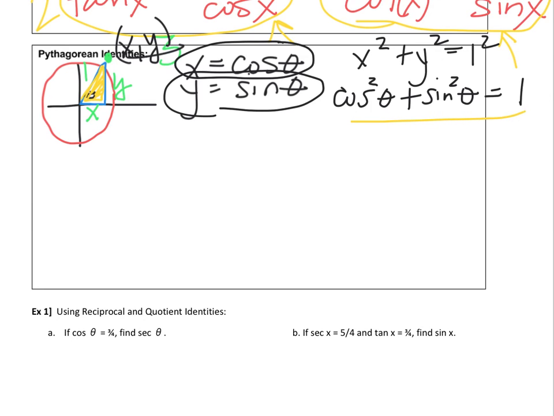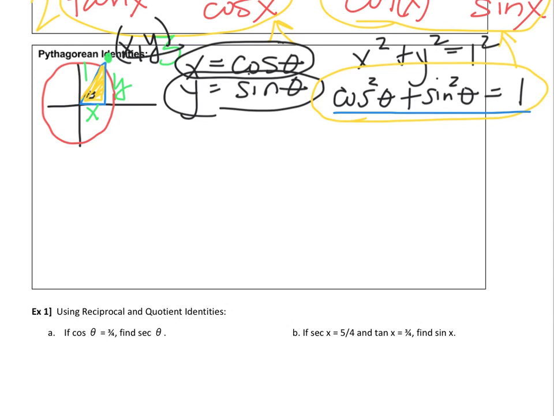So this is our first Pythagorean identity. Where did it come from? The Pythagorean theorem. How? Using the relationship between the adjacent side and the opposite side. So this is a very, very important identity that you want to know. Now there's two other versions that are going to look different, and they're really not hard to get.